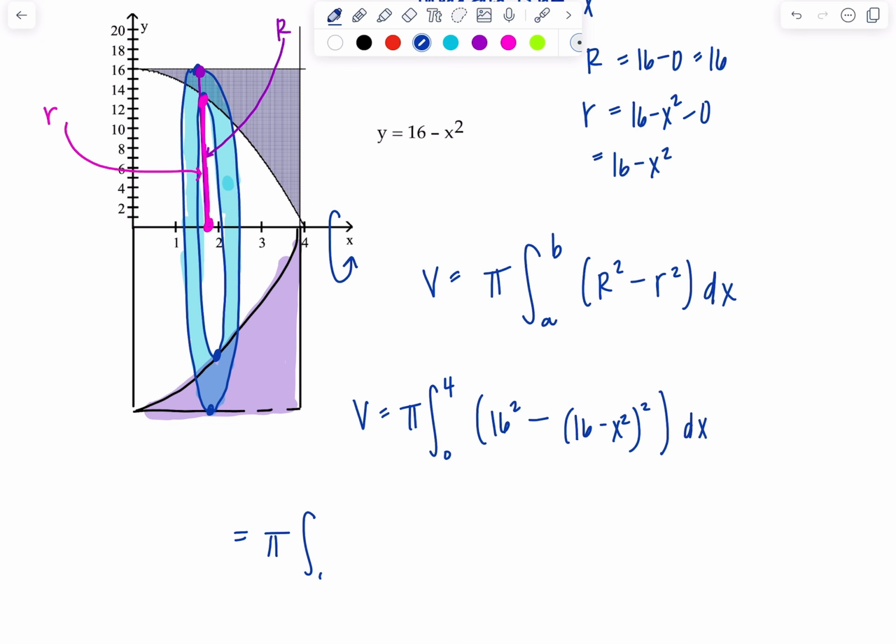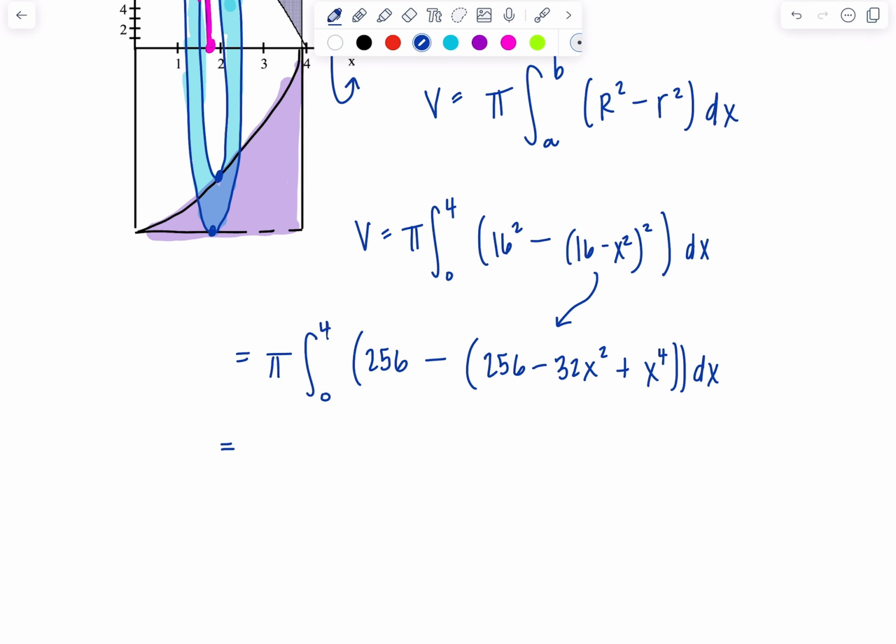Beautiful. This is just going to be a relaxing little polynomial once we multiply it all out. So 16 squared, that's 256, minus expanding 16 minus x squared squared, that's going to be 256 minus 32x squared plus x to the 4th dx. And then now I'll distribute the negative. We have pi times the integral 0 to 4. These 256's will cancel out, won't they? Yes, Professor V. Okay, good. So then we have 32x squared minus x to the 4th dx.